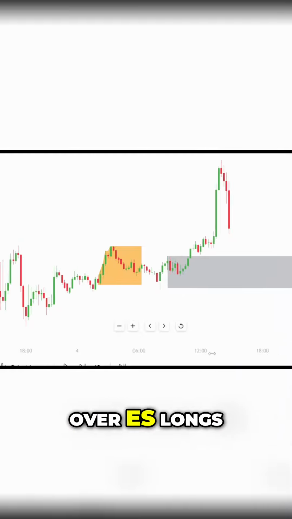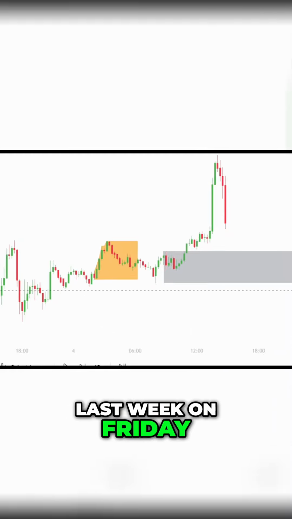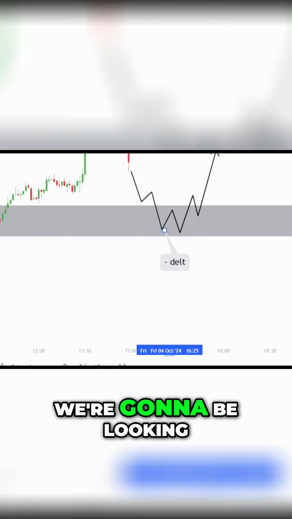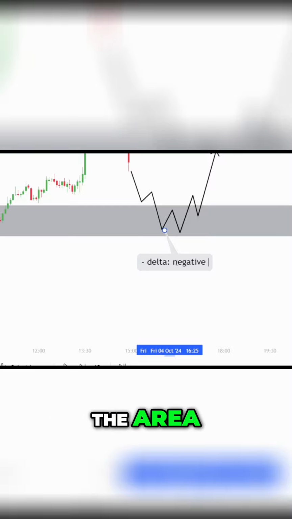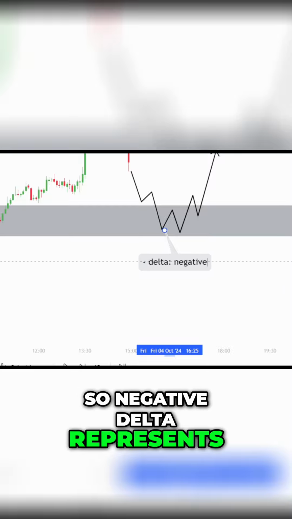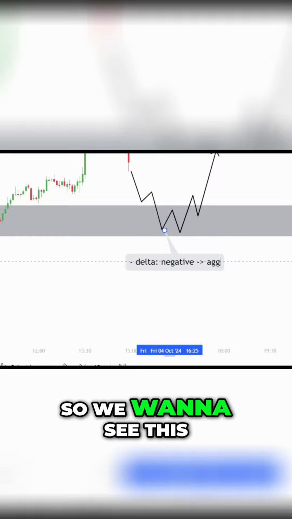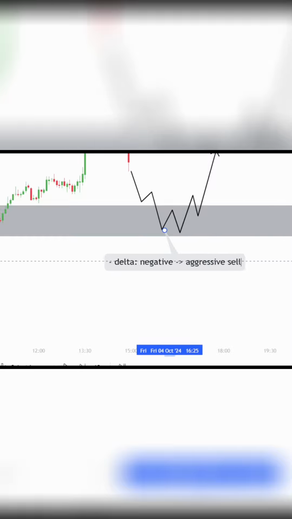We're going to be going over ES longs, a trade I took last week on Friday. It was at a key level. So we're going to be looking at delta, and we want to see negative delta coming into the area. Negative delta represents aggressive selling, right? So we want to see this. We want to see aggressive selling.